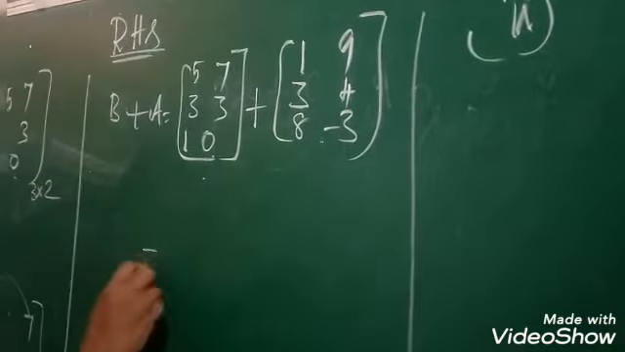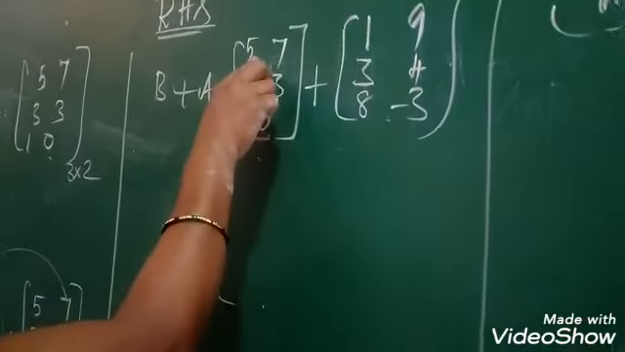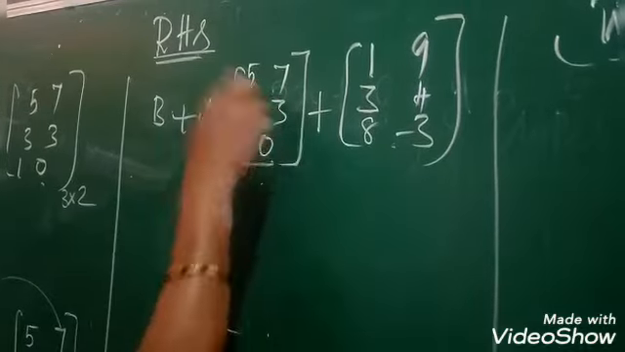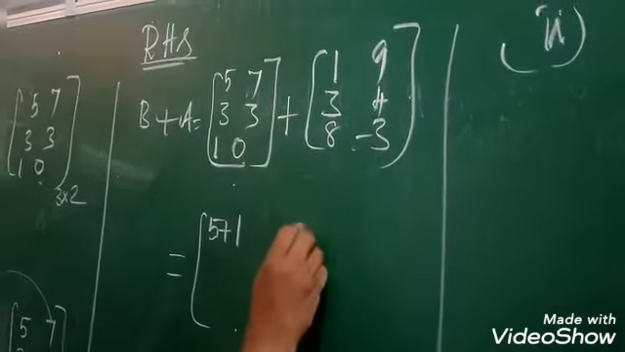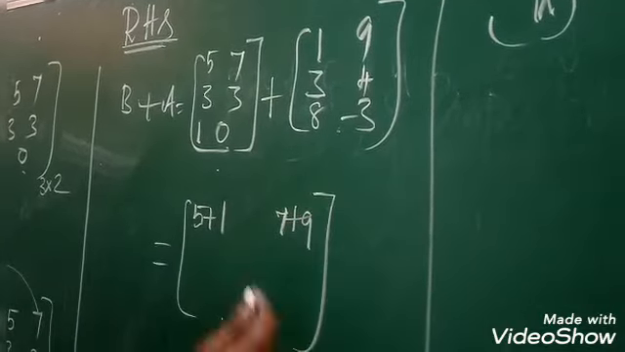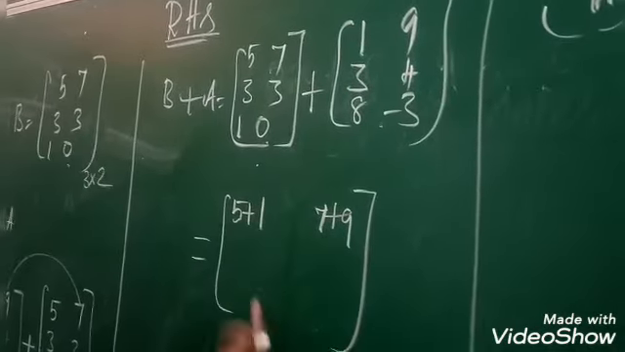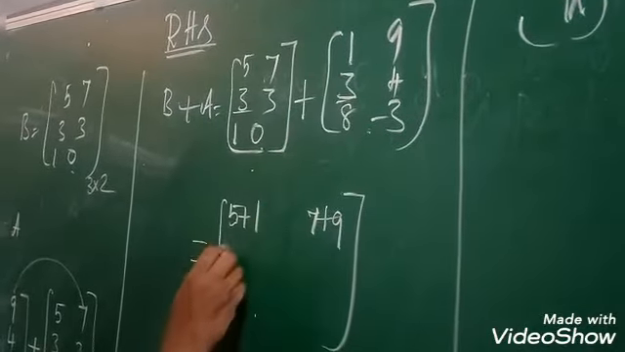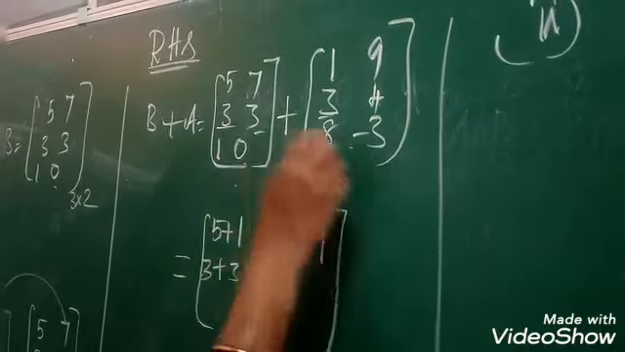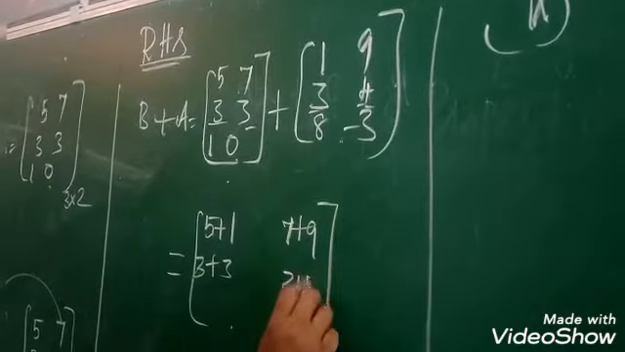Okay girls, now you have to add it together. The first element in the B matrix, 5 plus 1. Then next here 7 plus 9. See girls, we have to write like this. So don't write a paragraph like this. Then here the second element 3 plus 3. Here also 3 plus 4.